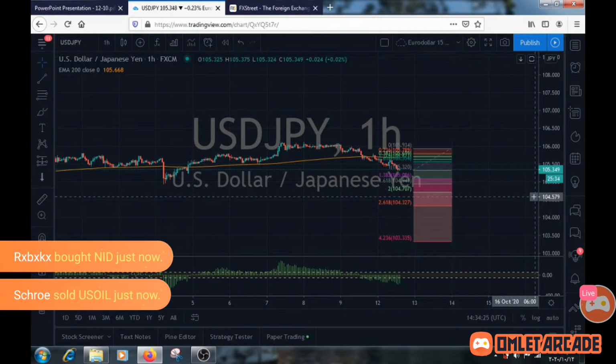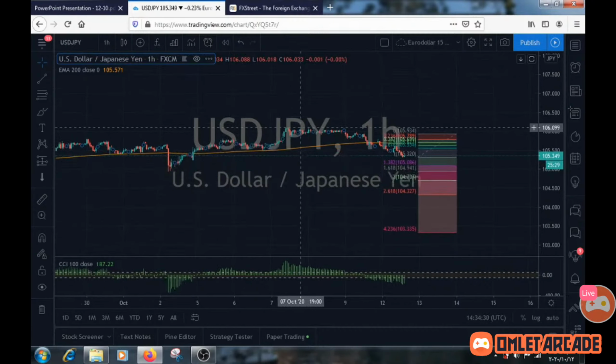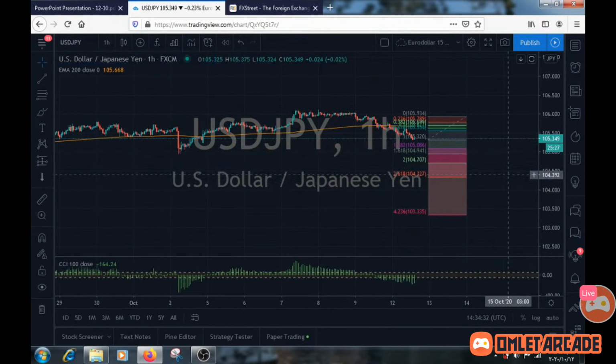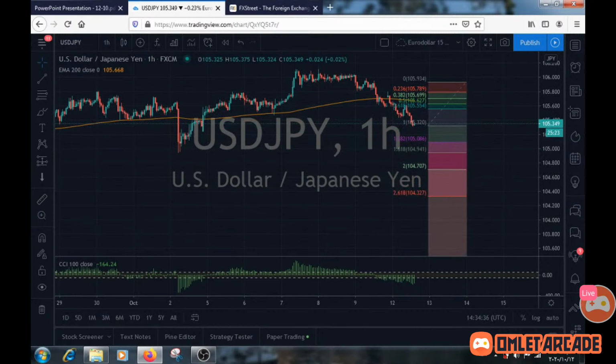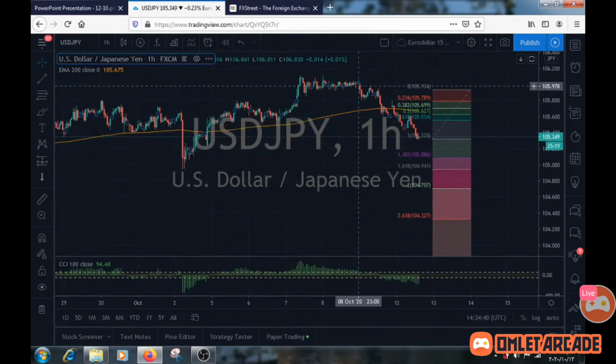104.4 is right over here. I remember 103.3 initially. Shorts. That's about here. But of course, if you're going to day trade it, not swing trade it, then you go for the shorter targets.